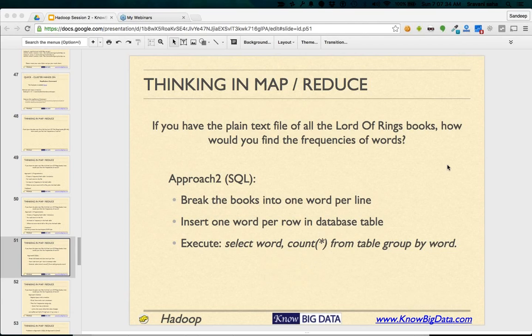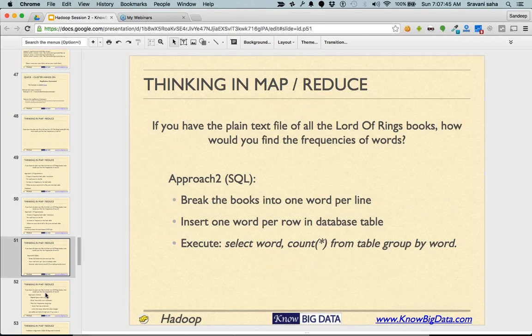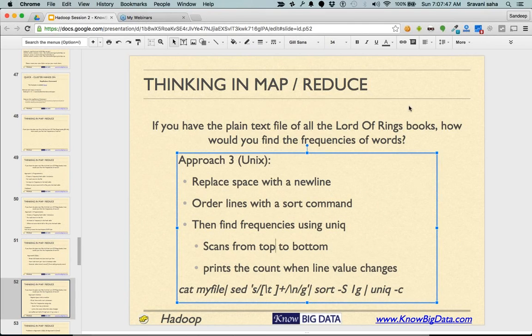Xiao says that when handling things like text, I would suggest using awk and sed will be better performance. Yes, we'll talk about it. All right. So this is the second approach. My third approach is this.